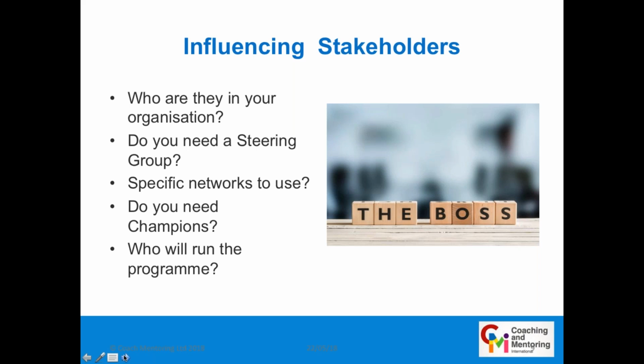Somebody who is on the senior leadership team, who can sell mentoring, talk about it, speak at events, can be very helpful. Or a number of champions would be fantastic. And who's actually going to run the program for you? Is this going to be within HR, outside of HR? How much external consultancy is needed? These are some of the questions that you really need to think about.